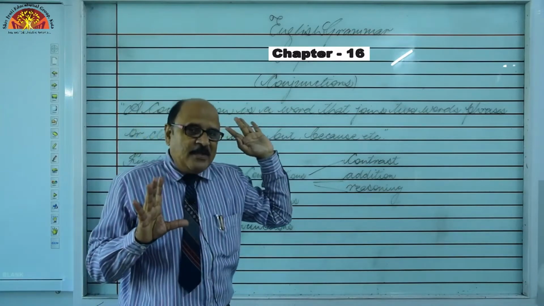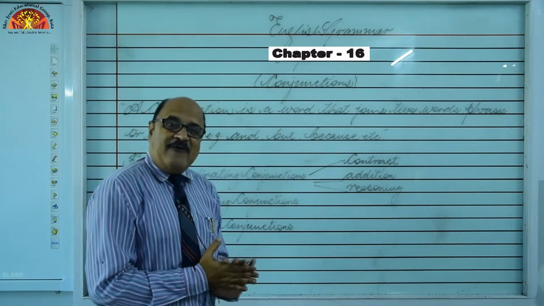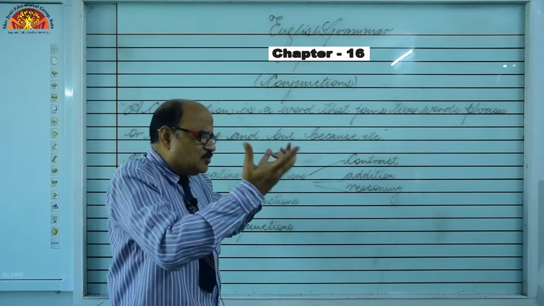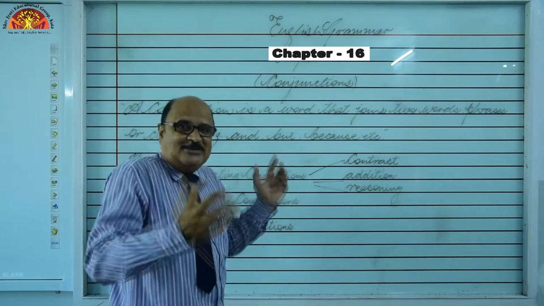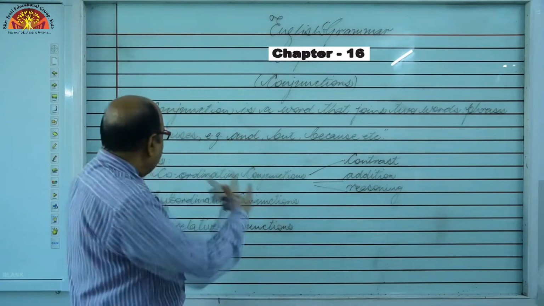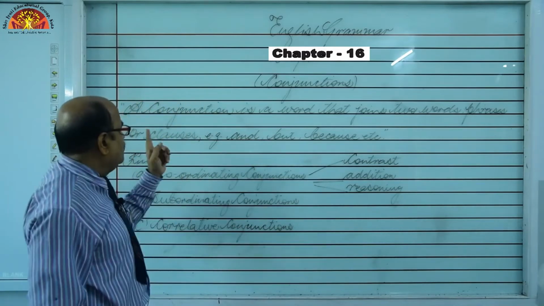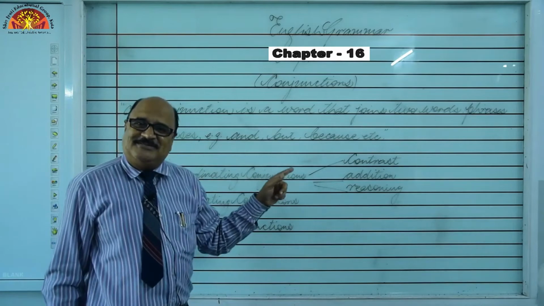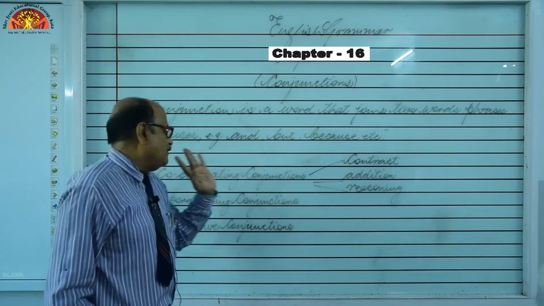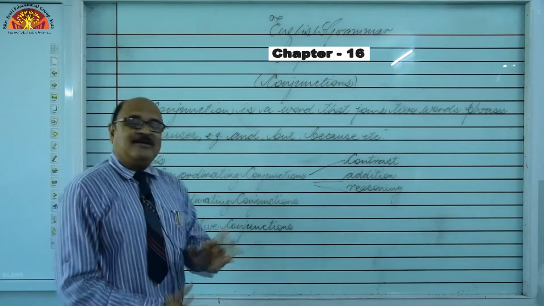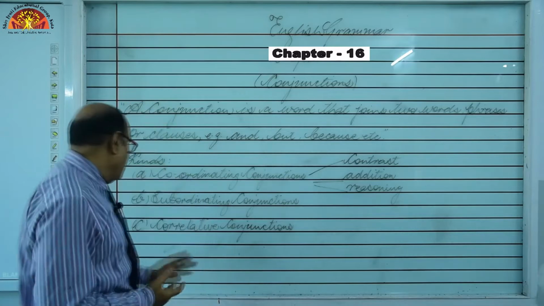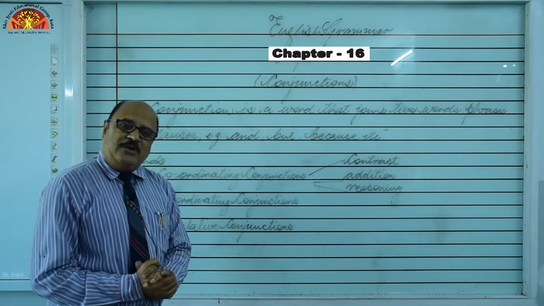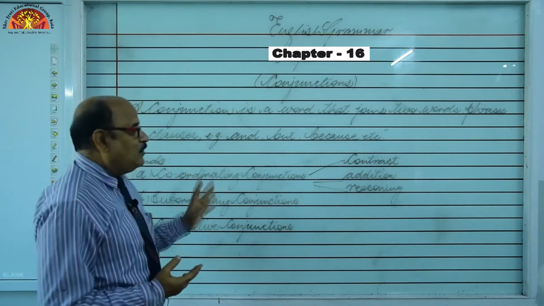Is that clear? Now we are going to have a look at their kinds. What kinds of conjunctions are there? How many kinds of conjunctions are there? Have a look. Coordinating conjunctions, I will explain. Second, subordinating conjunctions, and third one is correlative conjunctions. One by one we will learn about them.